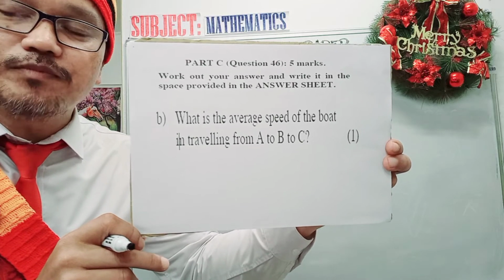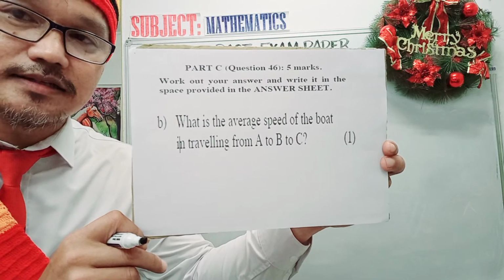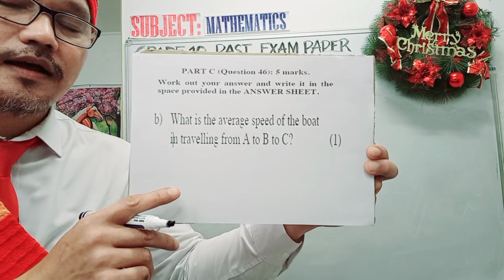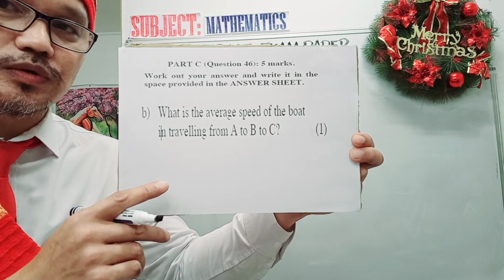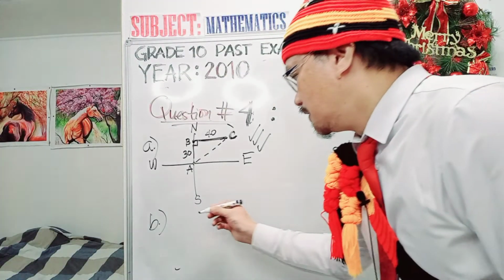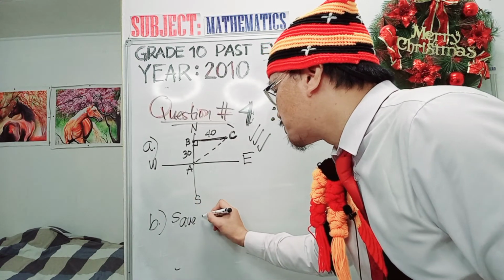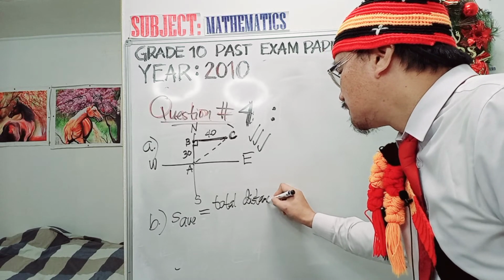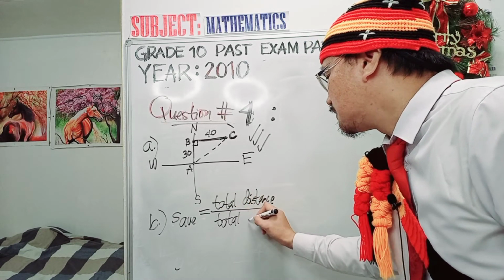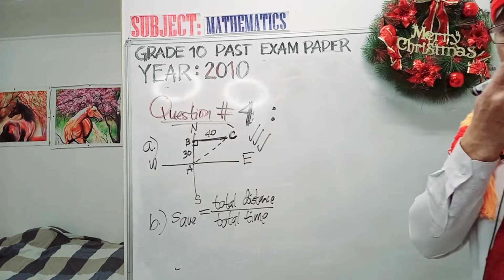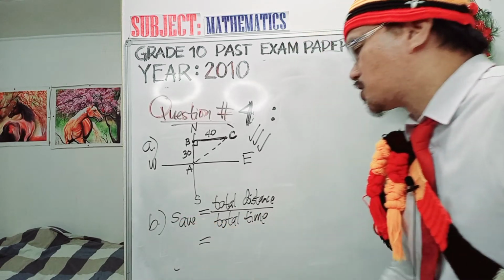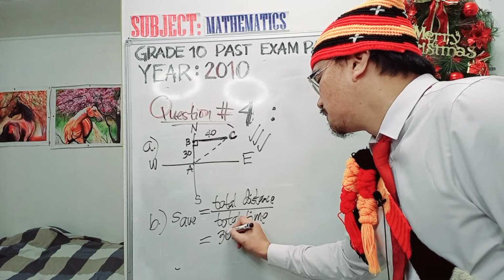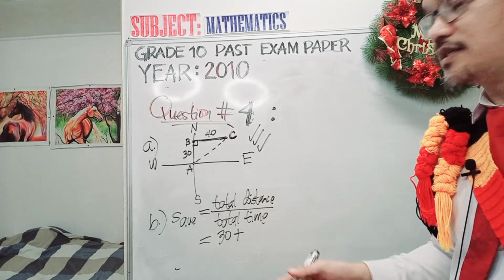Now, average speed is defined as the total distance over the total time, from A to B and B to C. So this is the formula and this is how you work it out. The average speed is total distance divided by the total time. That's the formula for calculating the average speed. From point A to B, the distance was 30, plus from B to C, the distance is 40.